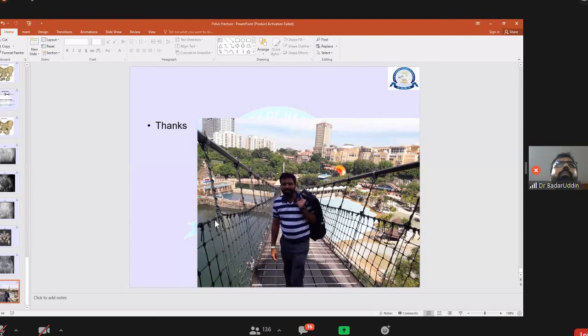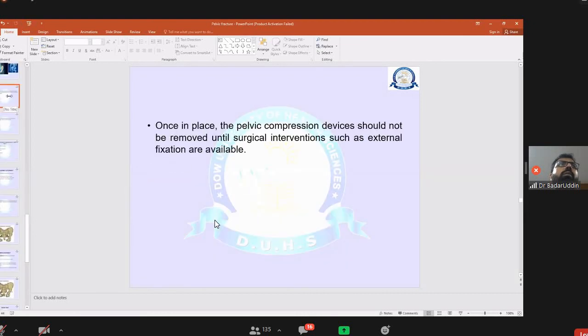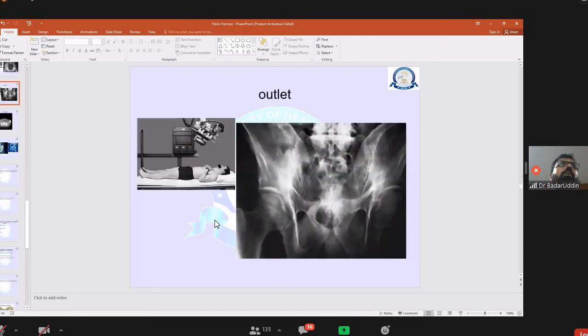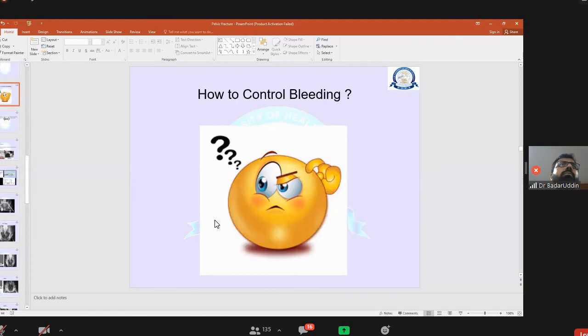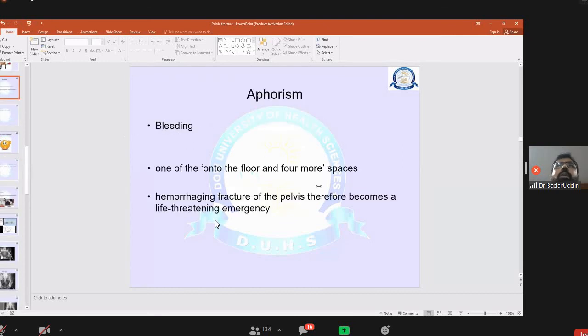Again, the aphorism: one onto the floor, four more spaces. This is basically the aphorism for bleeding in the pelvis. Because we don't suspect that the patient is having bleeding all around the pelvis.